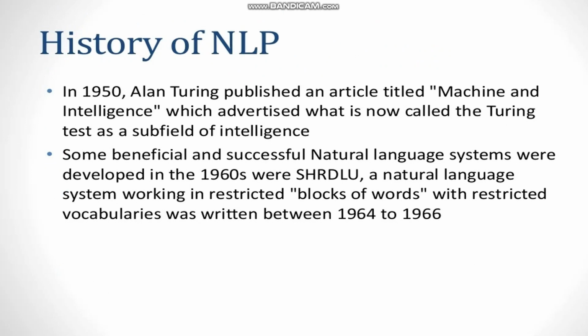History of NLP. In 1950, Alan Turing published an article titled Machine and Intelligence, which advertised what is now called the Turing test as a subfield of intelligence. Some beneficial and successful natural language systems were developed in the 1960s, where SHRDLU, a natural language system working in restricted blocks of words with restricted vocabularies, was written between 1964 and 1966.